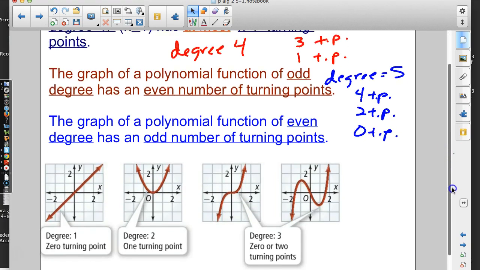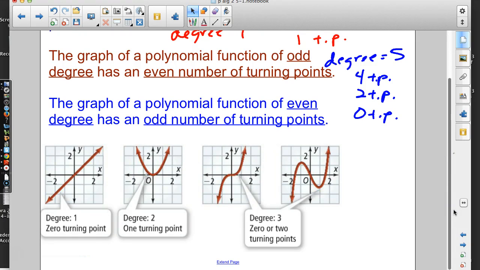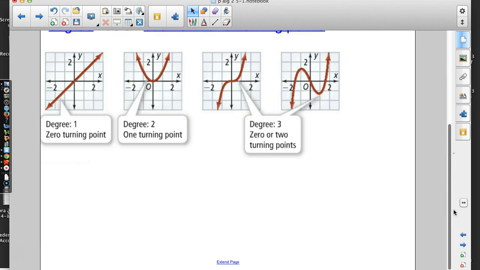And this gives us a good look at some examples of where this has happened. This is x to the first. 1 minus 1 is 0. You don't get any turning points. It's a line. Why is it going to be a curve? It's going to be a line. Degree 2, this is our parabola, quadratics. 2 minus 1 is 1. We have 1 turning point with the parabola. It was going down, but then it switched gears and it went up. That's a turning point.